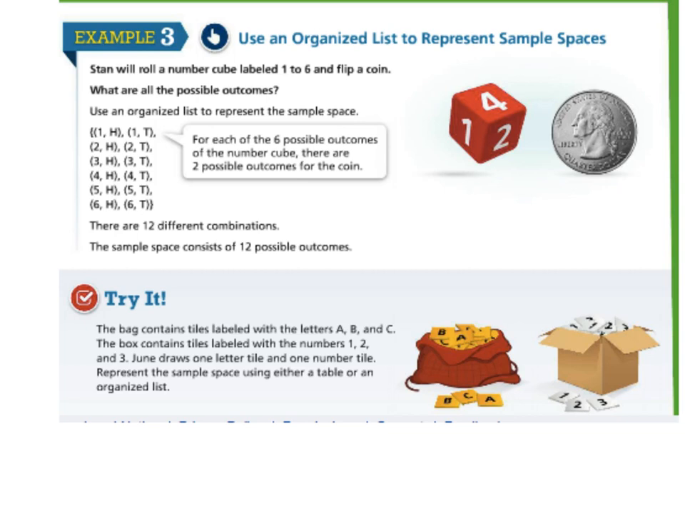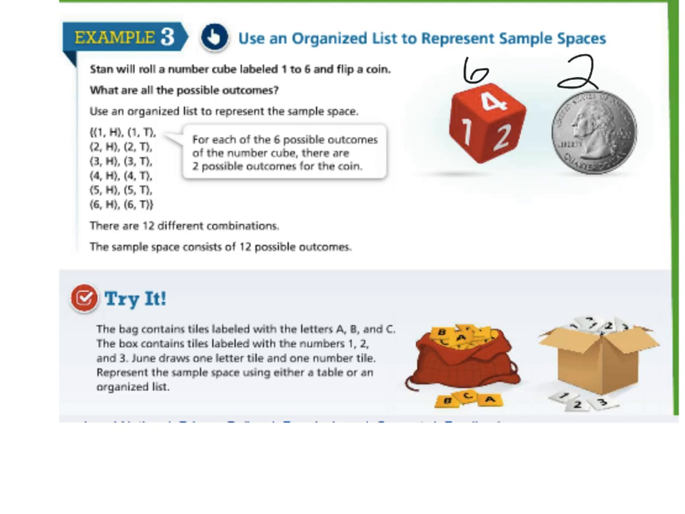Now let's take a look at example 3. In this example, we're just going to use an organized list to represent the sample spaces. An organized list is very similar to the table in that it shows all the possible outcomes in a pair, but this time you're not making the table diagram. So here you have a number cube numbered with 6 possible outcomes, 1, 2, 3, 4, 5, or 6, and you have a coin that you're going to flip, and the coin has 2 possible outcomes.